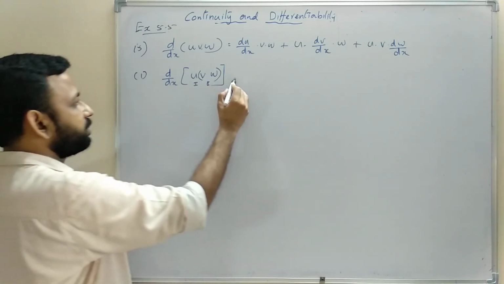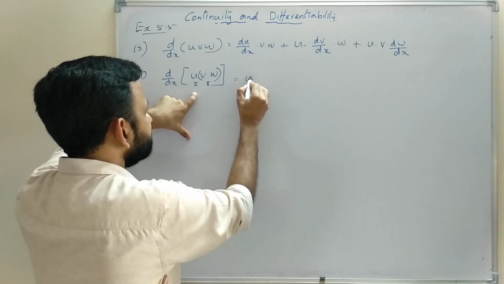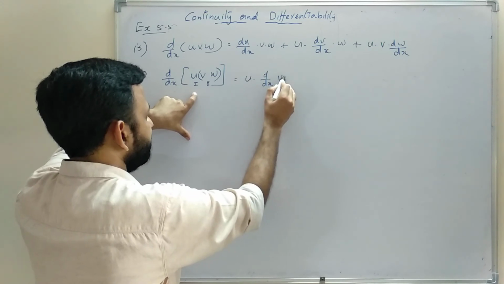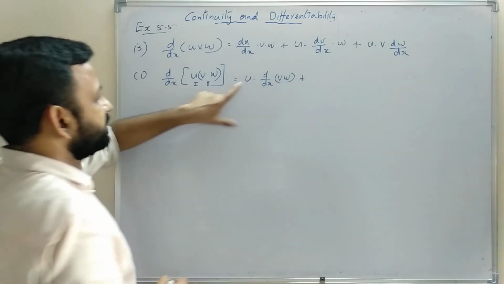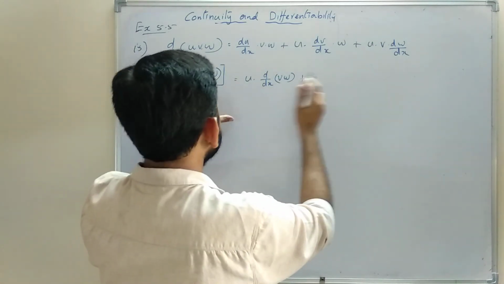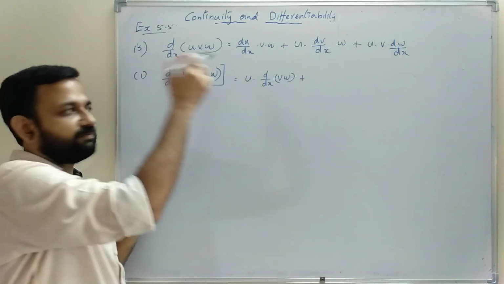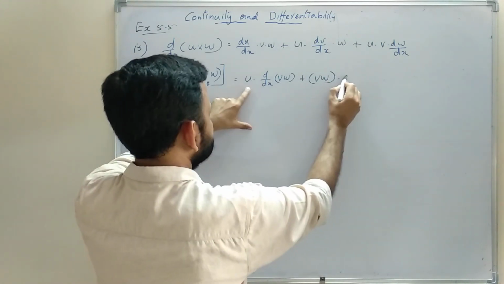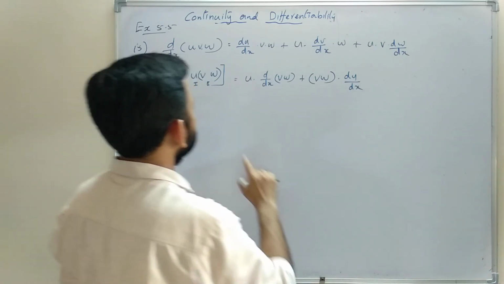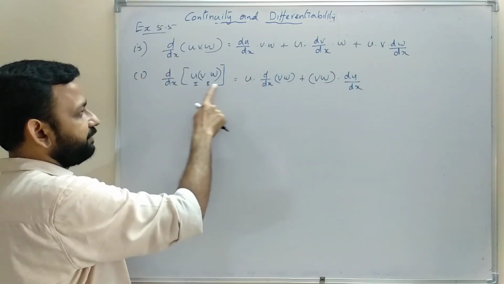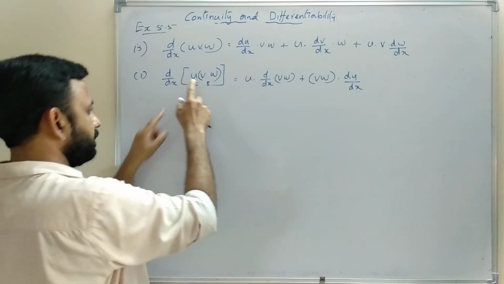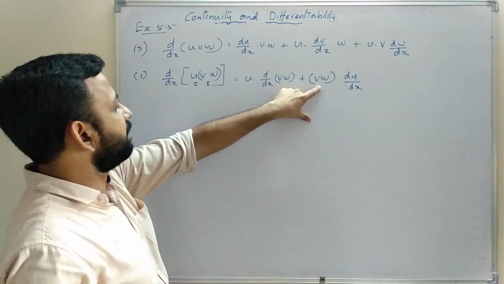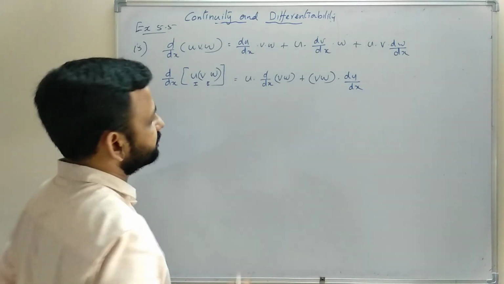And when we apply product rule here, first function into derivative of second term, d by dx of v into w, plus second function, which we have taken as v into w, into derivative of first, that is du by dx.